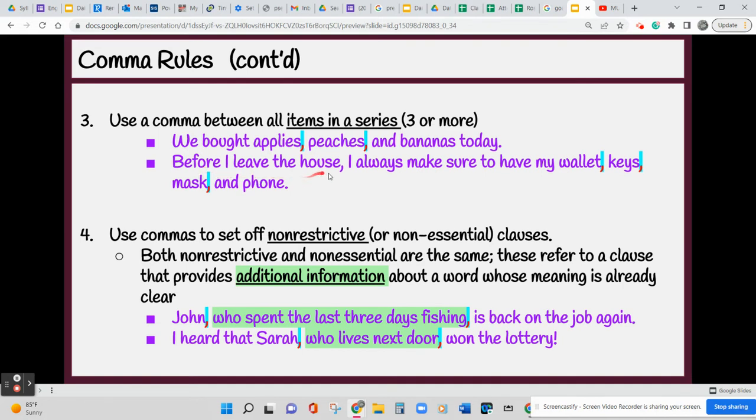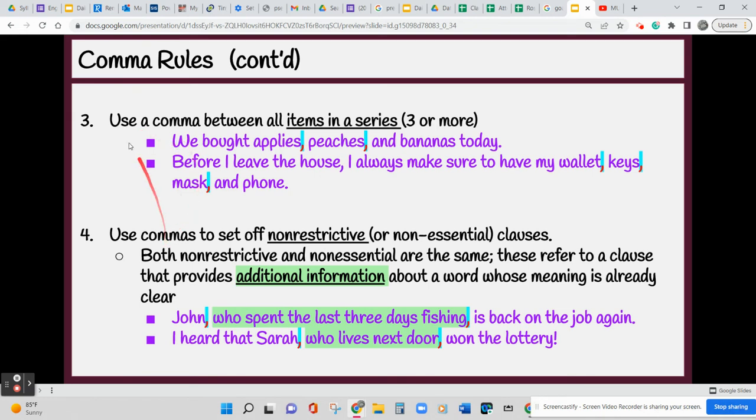This one, before I leave the house, I always make sure to have my wallet, keys, mask, and phone. Notice that these commas here highlighted in blue, wallet, comma, keys, comma, mask, comma. All of these are items in a series. This comma here, before I leave the house, is here thanks to rule number 2. Rule number 2, remember, talked about introductory clauses and prepositional phrases. So that's what this is here. That's why this comma exists in this location. These 3 commas exist thanks to rule number 3.